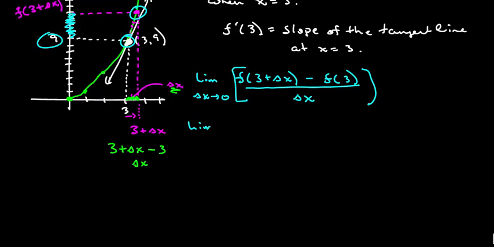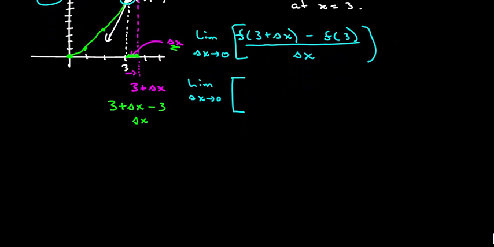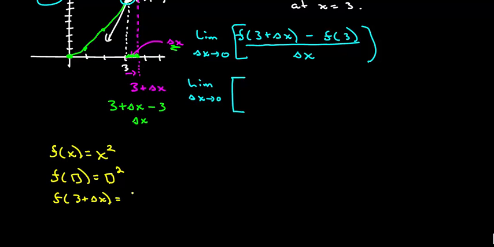So this would be the limit as delta x goes to 0 of, now I got to take 3 plus delta x and plug it into f. So remember how your function notation works. If I say f of x is equal to x squared, then f of something has to be equal to something squared. And so if I say what is f at 3 plus delta x, that's going to be equal to 3 plus delta x squared. So that's this guy right here.